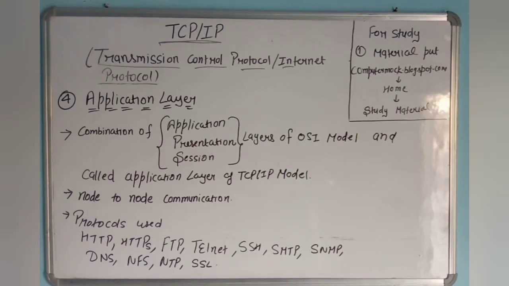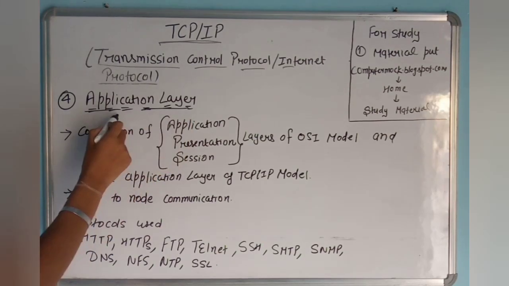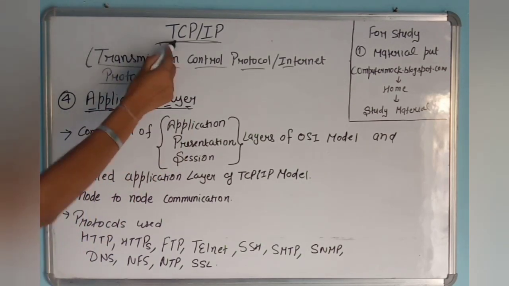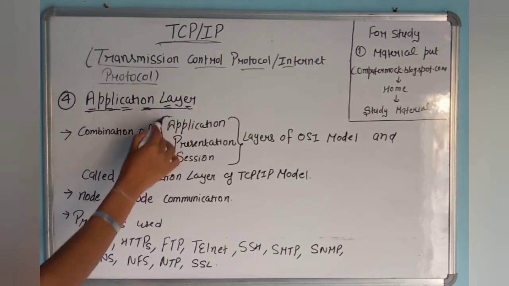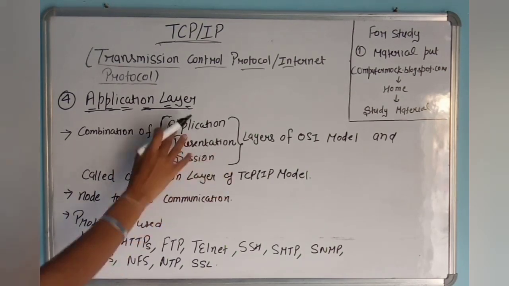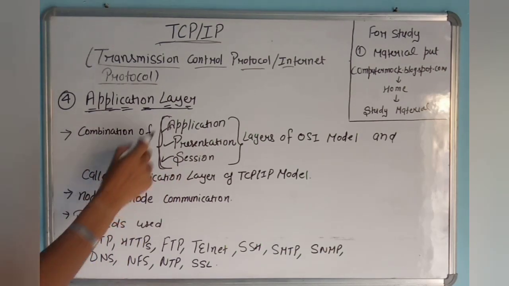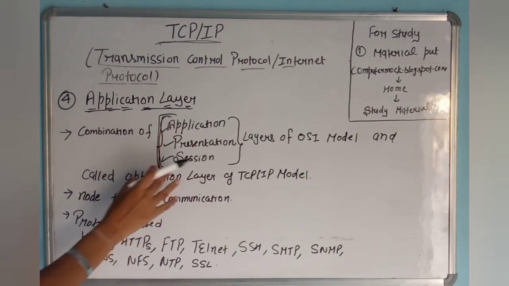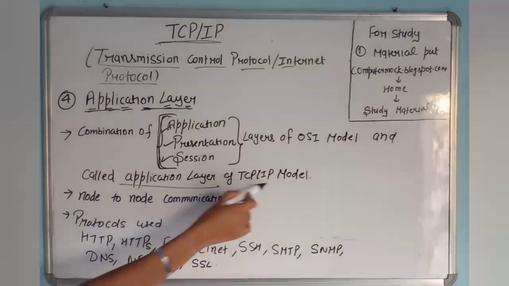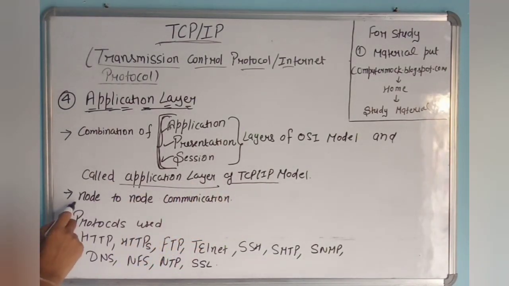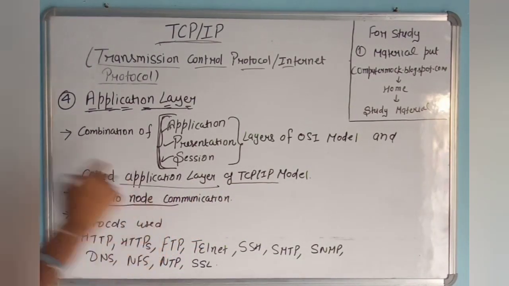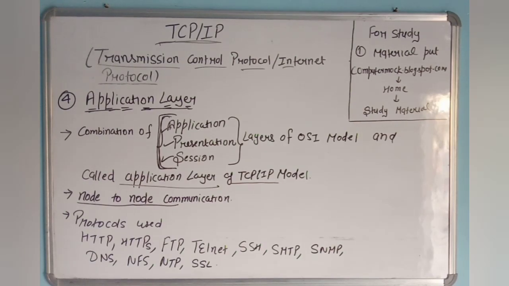And the last layer of the TCP/IP model is the application layer. The application layer is the last or topmost layer of the TCP/IP model. It is the combination of 3 layers of the OSI model: application, presentation and session layer. When we combine these 3 layers, it becomes the application layer of the TCP/IP model. It is responsible for node to node delivery. And what is node to node delivery?